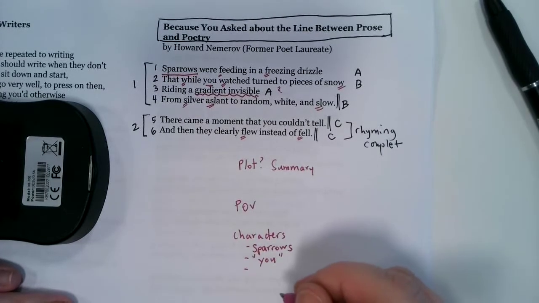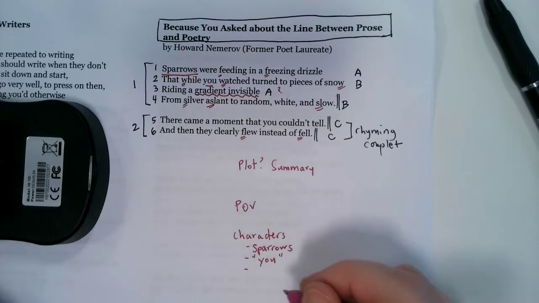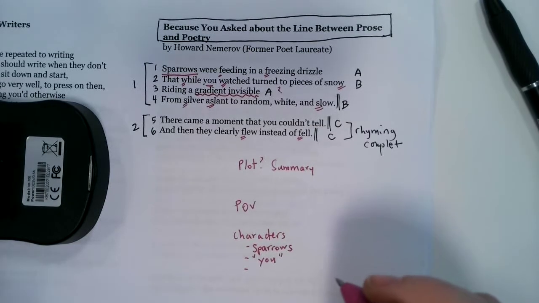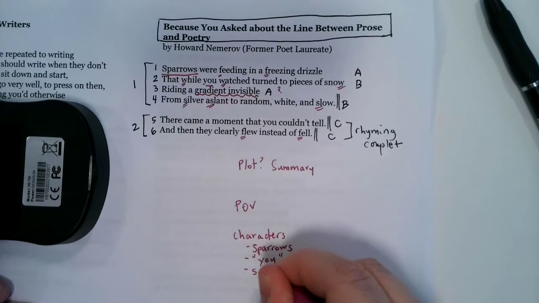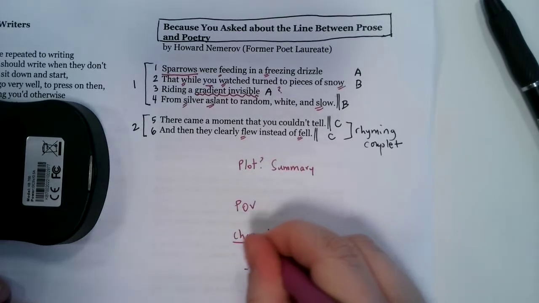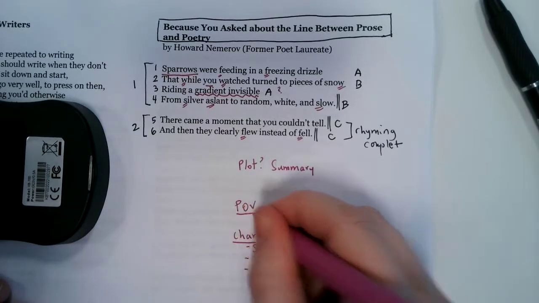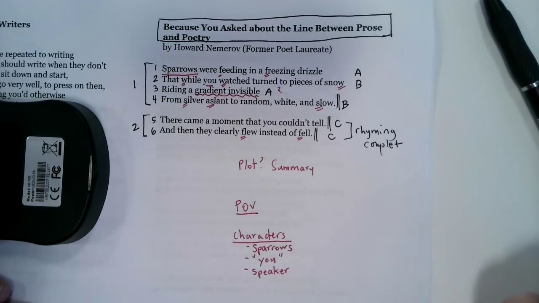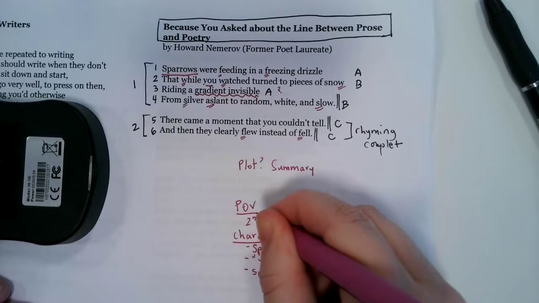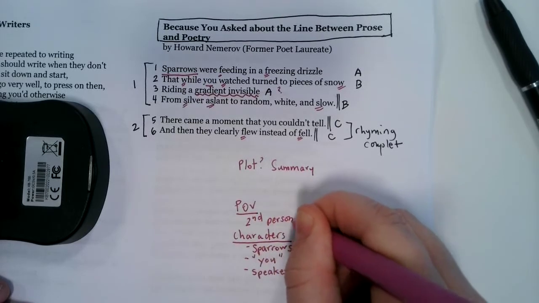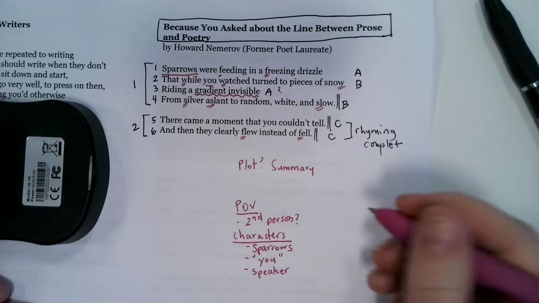Okay, and then there's the narrator or poet. In poetry, we call them either the poet or the speaker. Okay, and these are the beings that are in the poem. So whose point of view is it from? Well, is it in the second person? I don't know. It's a little unclear, right?